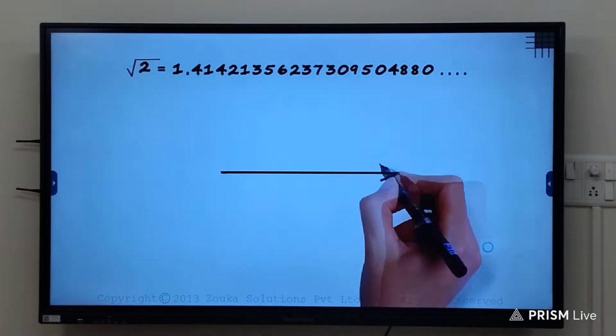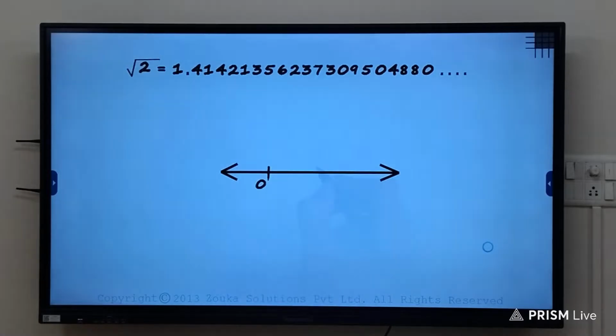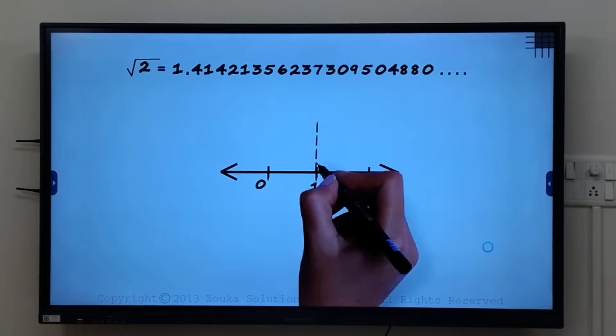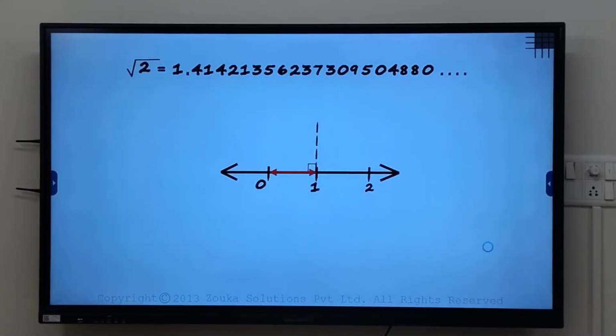Let this be a part of the number line. We have 0, 1 and 2 plotted on it. We know that this distance is 1 unit. Now let's draw a 1 unit length perpendicular at this point like this. This distance is the same as this distance. Both equal 1 unit. If we draw a segment like this, we get a right angle triangle.